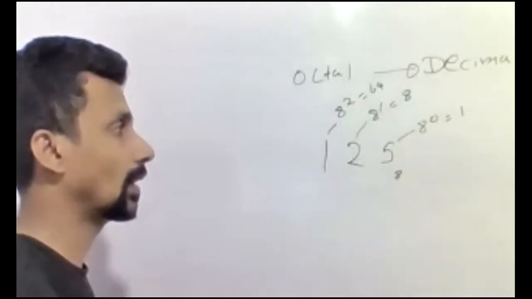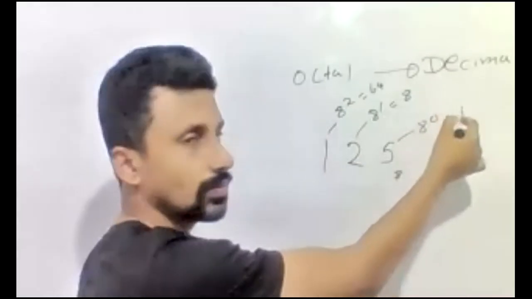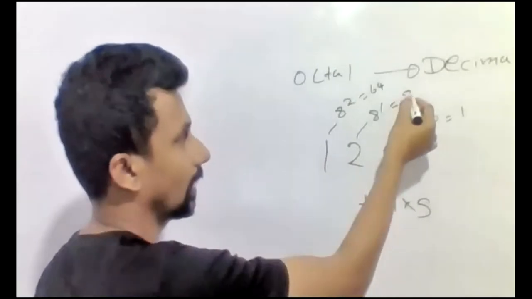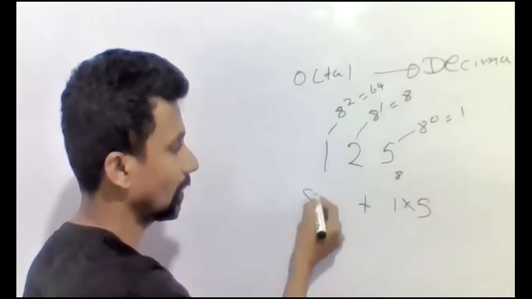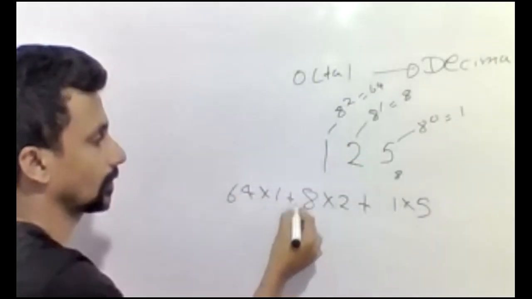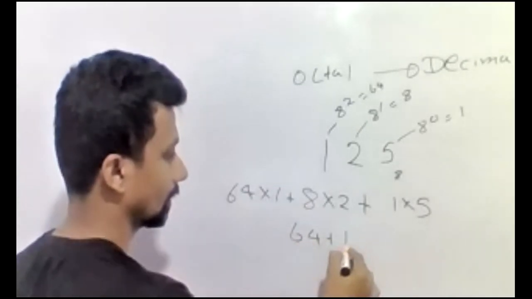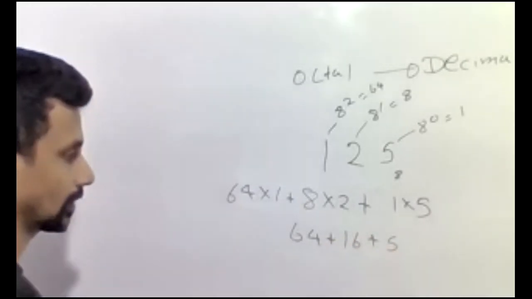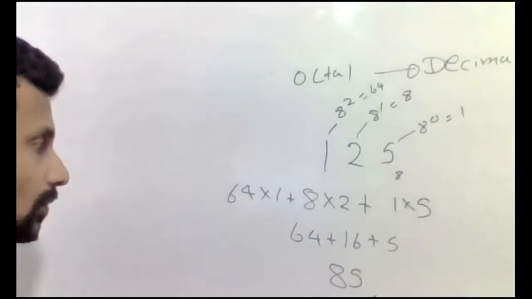But there you have to multiply and take the answer. Now here 8 to the power 0 is 1. How many ones are there? 5. So 1 into 5, plus 8 to the power 1 is 8. But how many 8s are there? 2. So you have to multiply 64 into 1. Then write down 64 plus 16 plus 5. So your answer will be 85. Right?